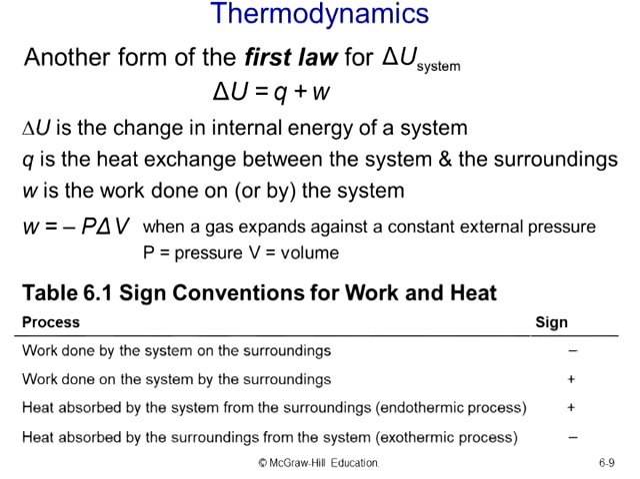This table, table 6.1, shows you some signs that this work will have under certain conditions. Work done by the system on the surroundings will be a negative sign. Work done on the system by the surroundings will be a positive sign. So knowing these signs helps you understand what's happening. Is the work being done on the system, or is the work being done on the surroundings by the system, and vice versa?